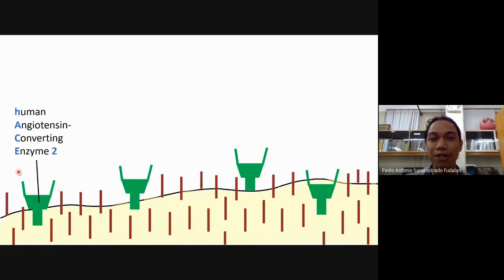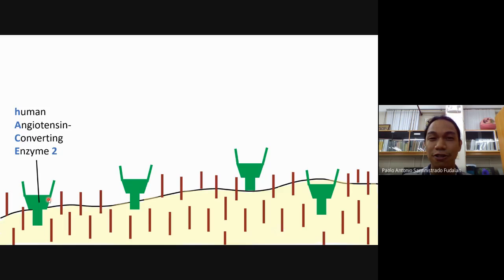Now, if you're a person who is hypertensive, you might have a lot of angiotensin 1. And you don't want angiotensin 1 present in excess in your body. Okay, because they constrict the blood vessel and therefore your blood pressure will increase. So the work of the angiotensin converting enzyme 2 is to convert the angiotensin 1 into angiotensin 2. And angiotensin 2 has the opposite effect from angiotensin 1.